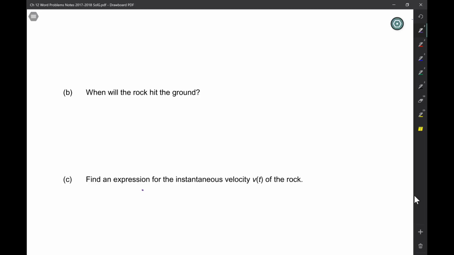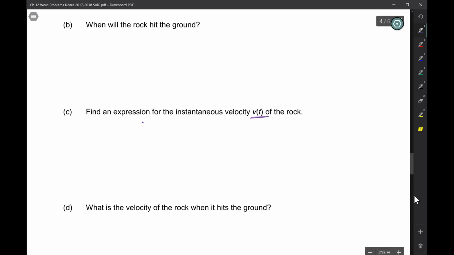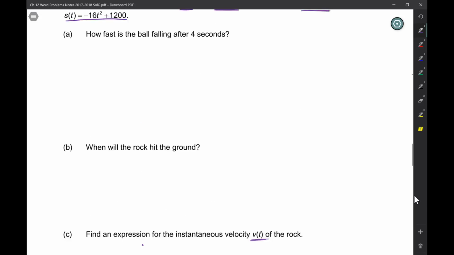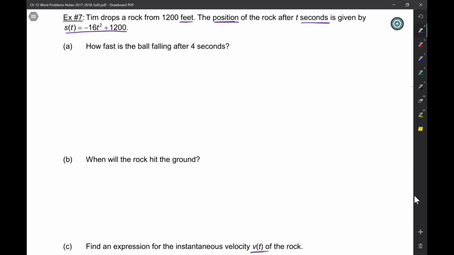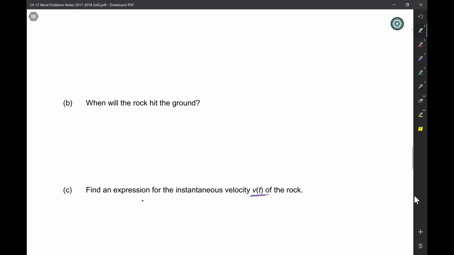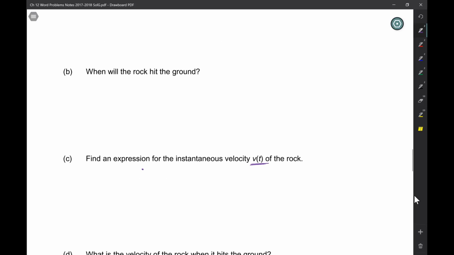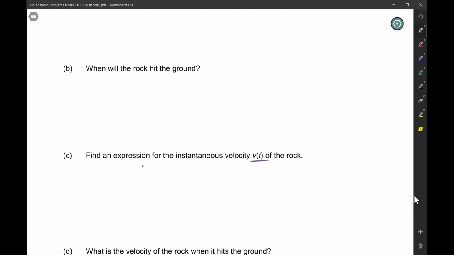Then we have, when will the rock hit the ground? And then I'm being asked, find an expression for the instantaneous velocity v of t of the rock. I purposely put those questions in that order because you start finding v of 4, and sometimes we want to plug in the 4 in the beginning. Here it's asking me for v of t as an expression. So I say to myself, maybe in the beginning I'll find v of t as an expression, then plug in my point so that by the time I get to c, I have already solved it. Does that make sense to you?